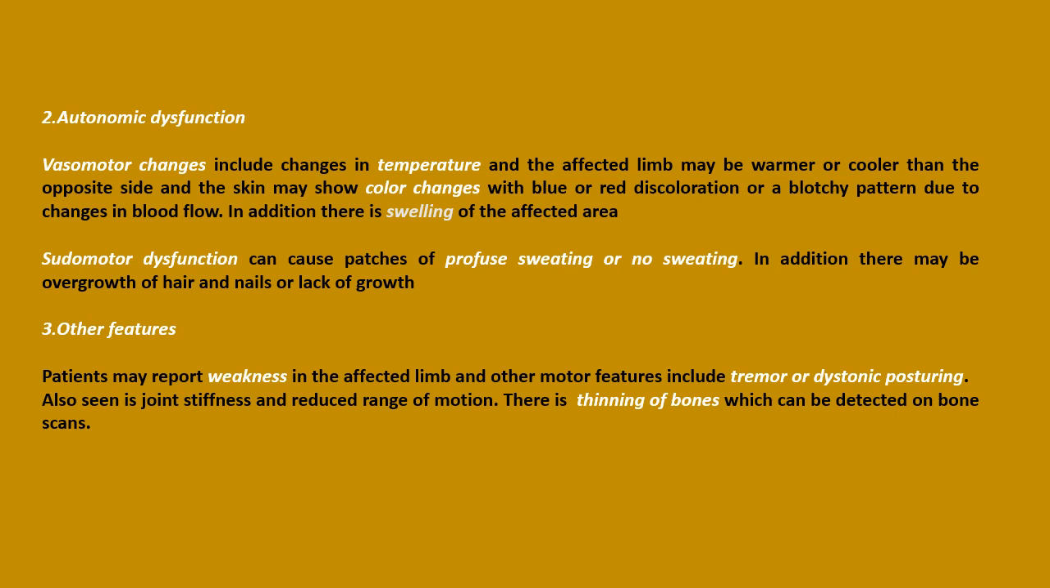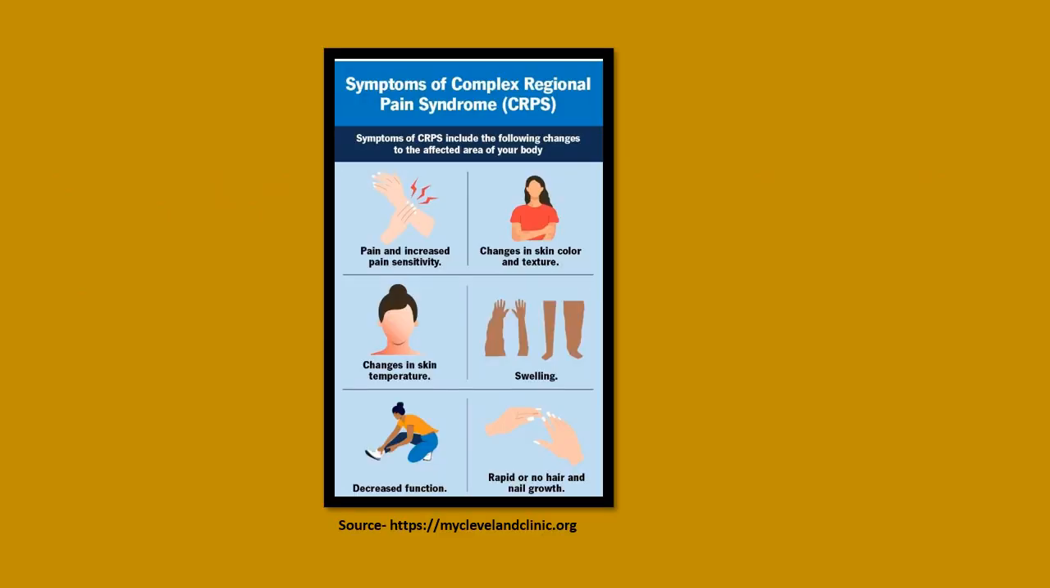Number 3, other features. Patients may report weakness in the affected limb, and other motor features include tremor or dystonic posturing. Also seen is joint stiffness and reduced range of motion of the joints. There is thinning of bones, which can be detected on bone scans and x-rays. This figure summarizes the major features of complex regional pain syndrome, which include pain and increased pain sensitivity, changes in skin color and texture, changes in skin temperature, swelling, decreased function, and rapid or no hair and nail growth.